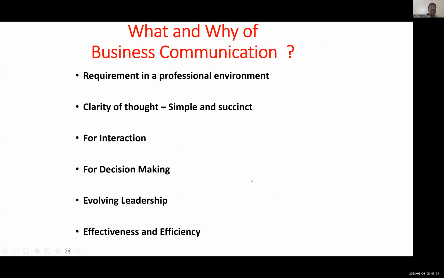Yeah. See, business communication is a requirement in a professional environment. It requires clarity of thought. It is required for interaction, for decision making, for evolving leadership, efficiency and effectiveness. So friends, I want you to understand that corporate communication and business communication are one and the same. Corporate here means communication with a purpose.